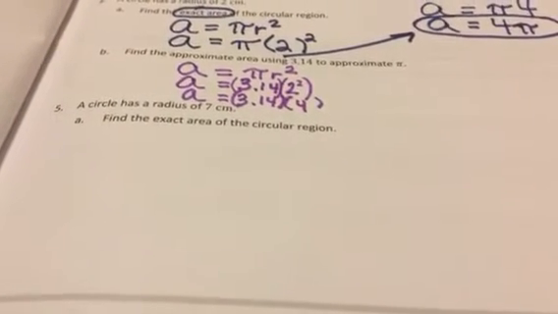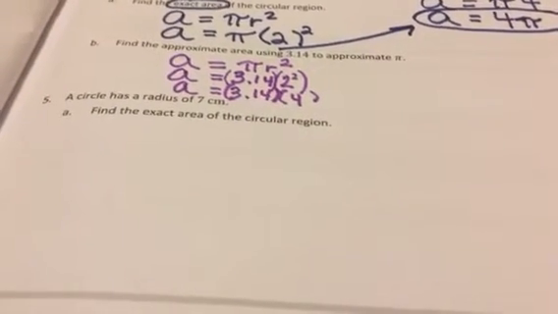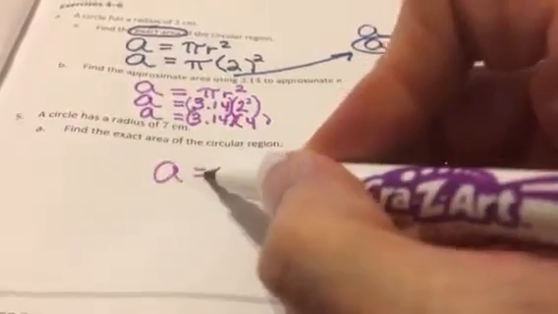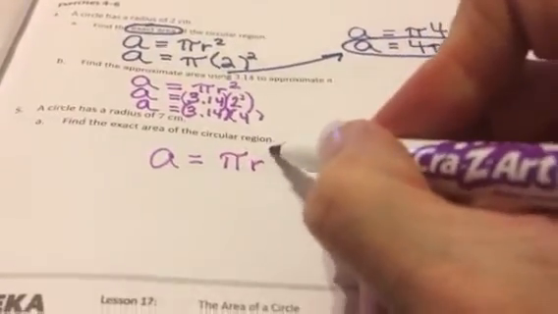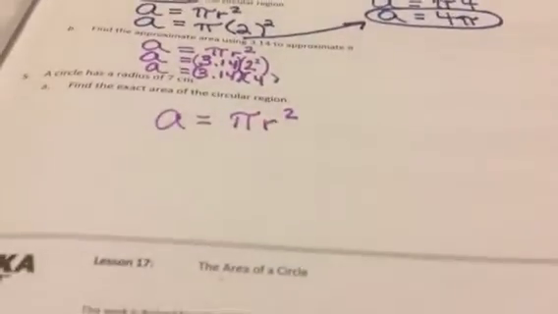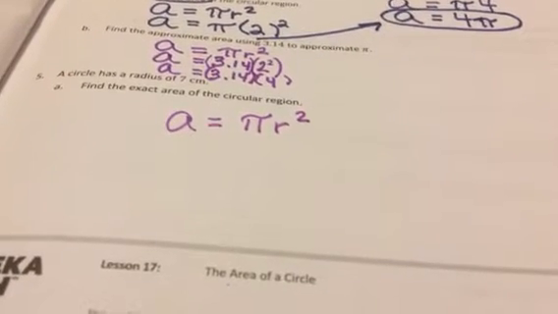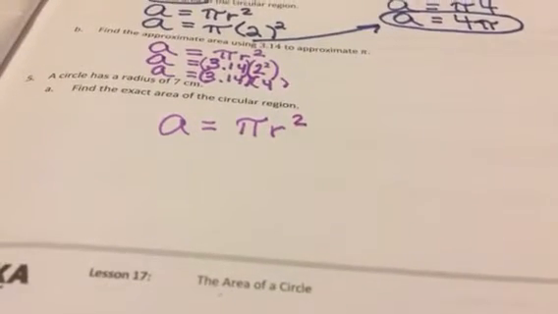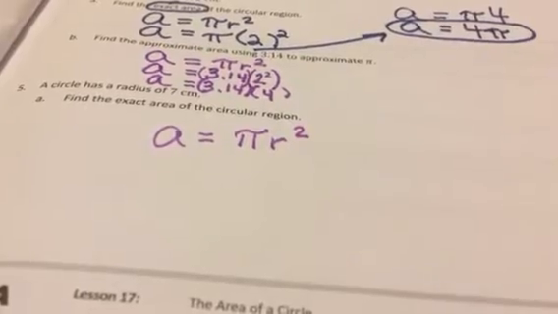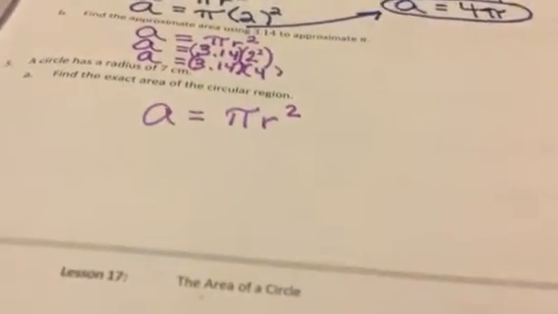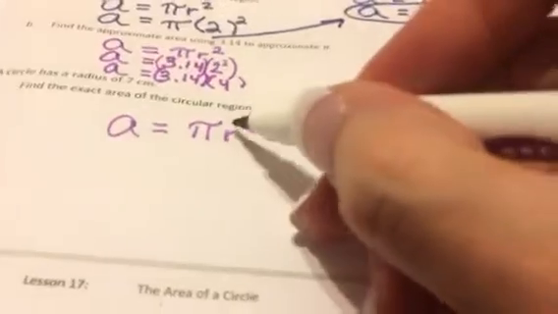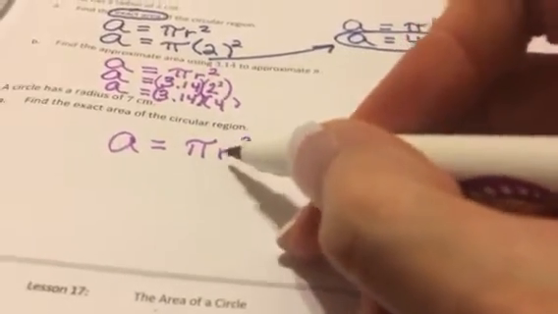Number 5A says, a circle has a radius of 7 centimeters. Find the exact area of the circular region. So let's write the formula. A equals pi r squared. What information have they told us? Let's start out with the easy information first. A circle has a radius of 7. So instead of r, you're going to put a 7 where the r is.